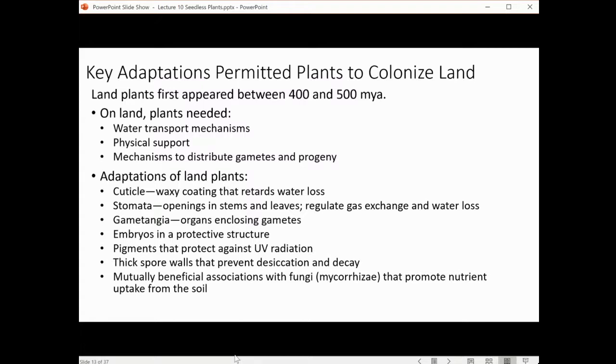So some of those key adaptations are things like the cuticle. If you look at a land plant, you'll notice that on the leaf there is a waxiness, right? That waxy coating is called the cuticle. It holds moisture in. It slows down water loss. This cuticle is actually made up of, obviously, biomolecules, so the organism has to produce these molecules.